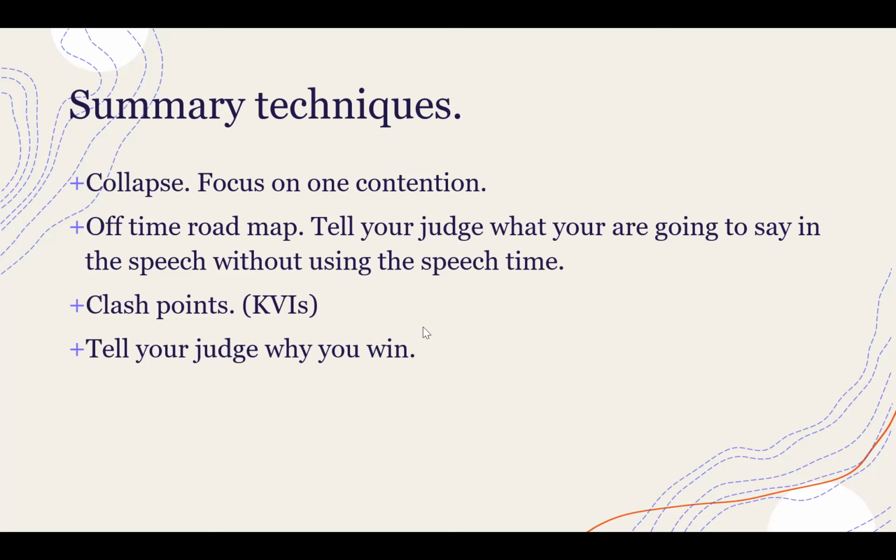And then you can also use an off-time roadmap. Basically what an off-time roadmap is, before you start your speech, you tell your judge what you're going to go over through the speech. Like, judge, before I start my speech, I'm going to give you an off-time roadmap. Throughout the speech, I'm going to cover my side of the flow and defend my arguments, and I'm going to go over my opponent's side of the flow as well and attack their arguments. And last of all, judge, I will show you why my arguments are better than theirs, which is why I'm winning the round. Just something like that.